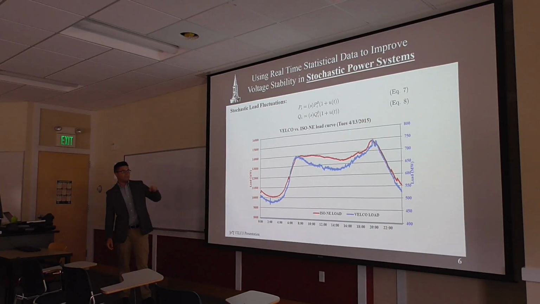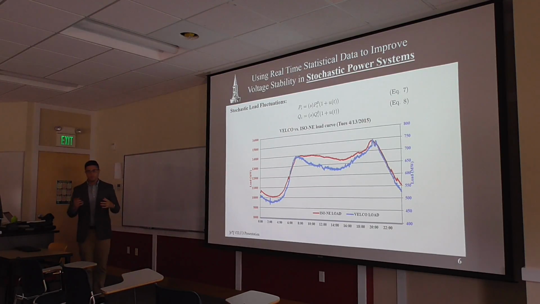In Vermont, we call this the champ curve because it kind of looks like Champ due to the distributed solar and its effects on the grid.